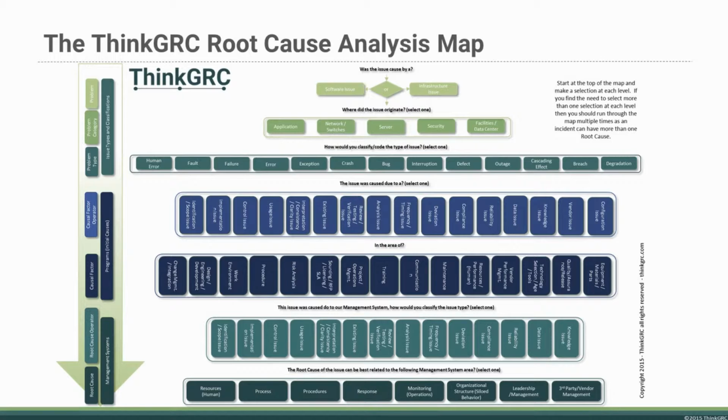First, we will start at the top of the map and make our classifications as we work our way down. It is important to make and record your selection at each level of the map. During this exercise, you may find the need to make more than one selection at each level of the map. This means that the incident was caused by more than one variable, which is very common. If that is the case, simply run through the map start to finish multiple times, making all the relevant selections and recording them in association with your incident.